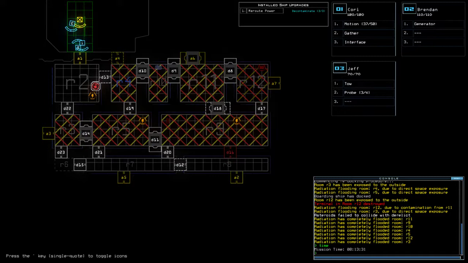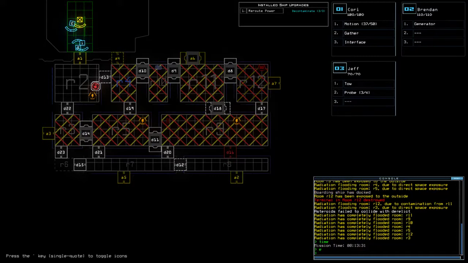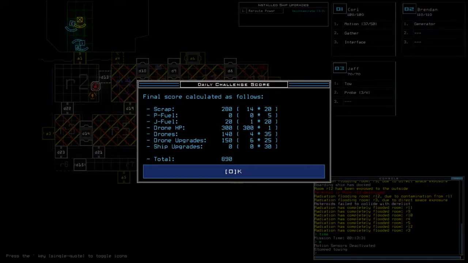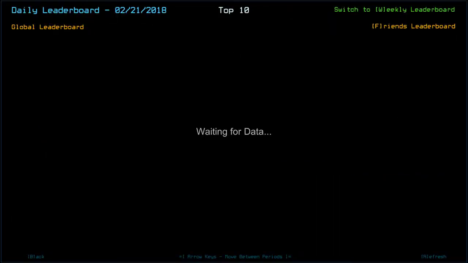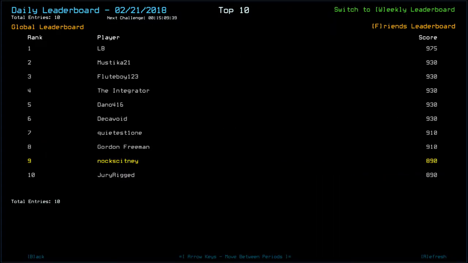Time today was 13 and 31. We finish on a score of 890. So I know I missed two scraps, so it would have been 930 at least, depending on whether or not there was a sentry or anything in R4. Looking at the leaderboard, yeah, that's expected. LB went out on 30, that would have been 45 points more, so that's quite an interesting score.